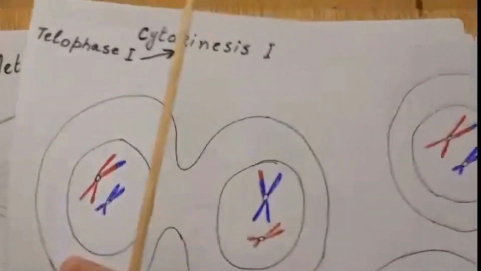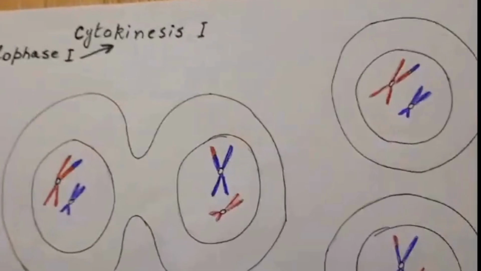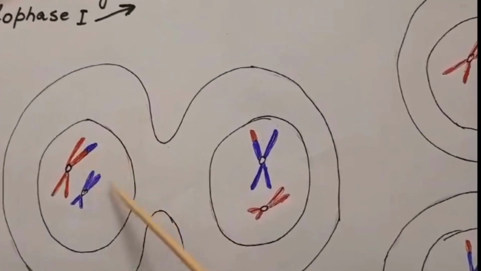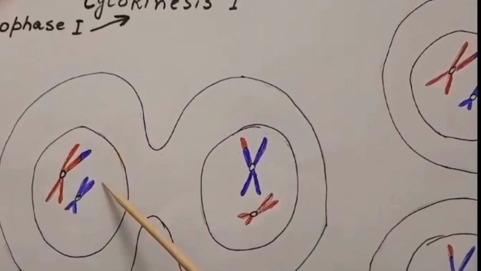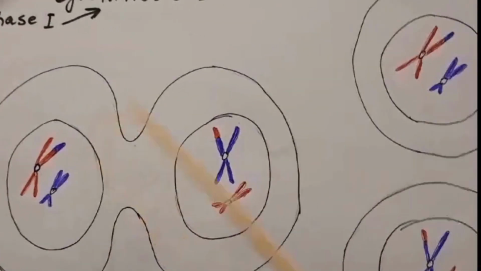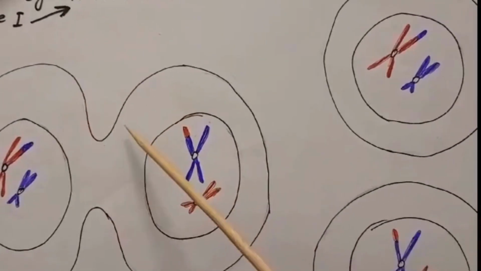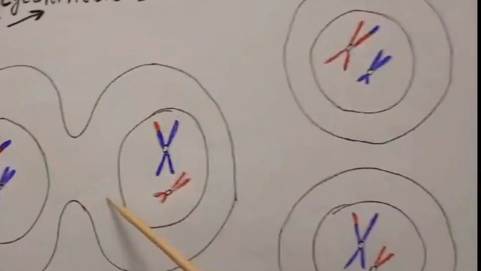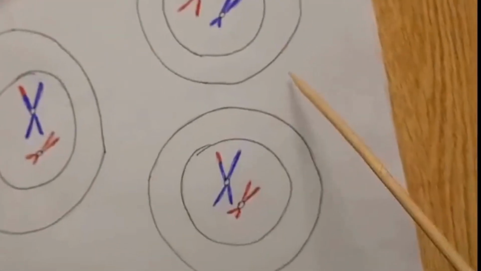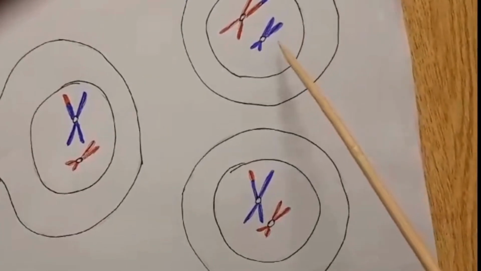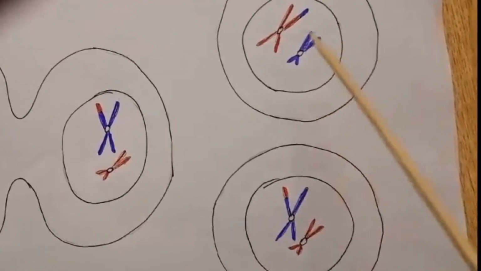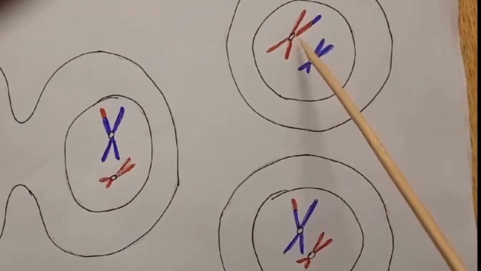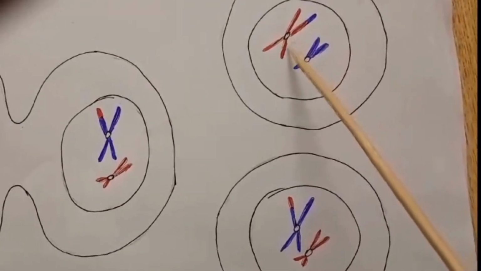another phase of meiosis 1 that is called telophase 1. In the telophase 1, the nuclear membrane reforms and cytokinesis 1 takes place by the cleavage of the cytoplasm, and it will result in two cells with two chromosomes, but the two chromosomes are having two chromatids.